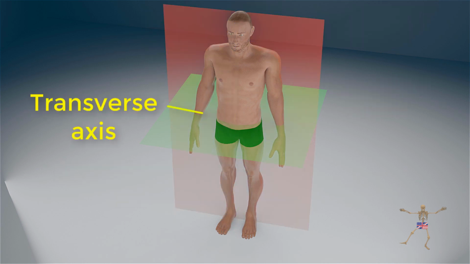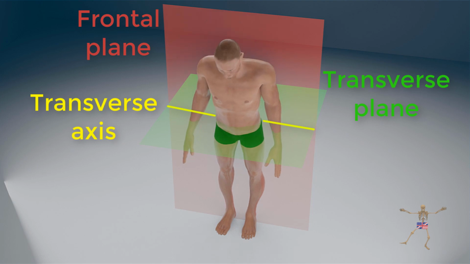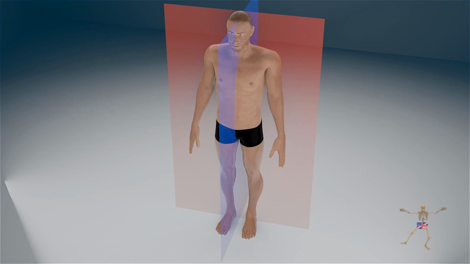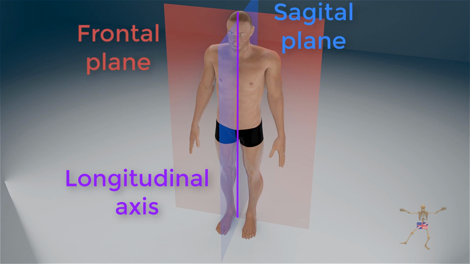The transverse axis runs from one side to the other. It is formed by the intersection of the transverse and frontal planes. It guides the flexion and extension movements. Finally, the longitudinal axis runs from top to bottom. It is formed by the intersection of the frontal and sagittal planes. It guides the movements of internal rotation and external rotation.